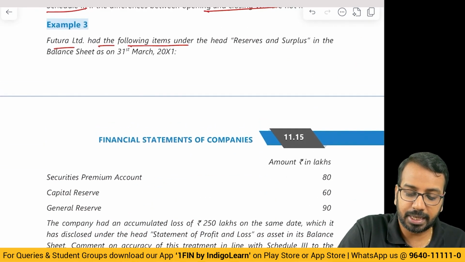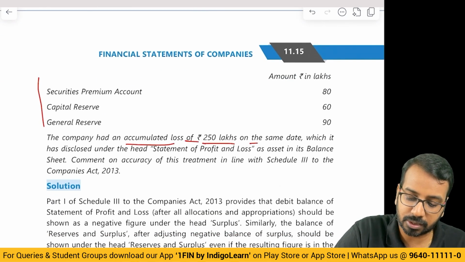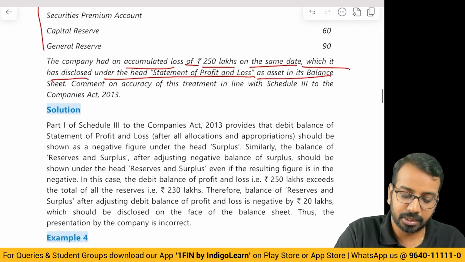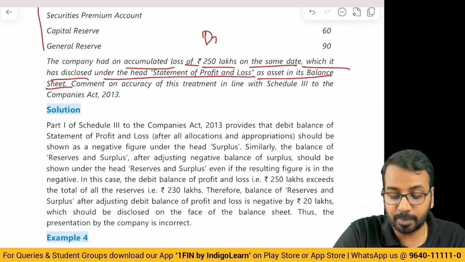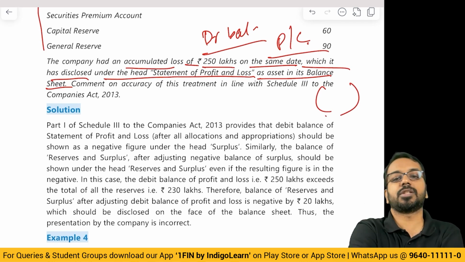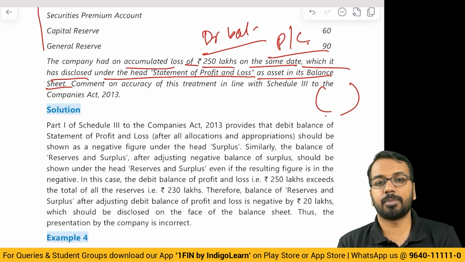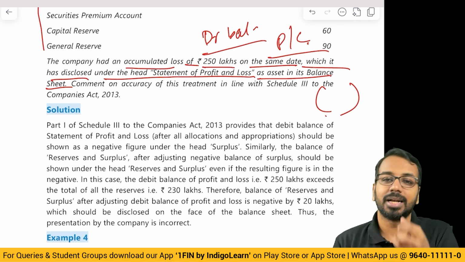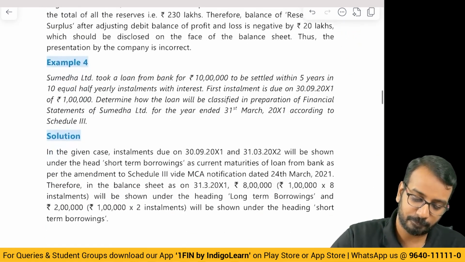Futura Limited has the following items under reserves and surplus. These 3 items. The company had an accumulated loss of 250 lakhs on the same day, which it has disclosed under the head statement of profit and loss as an asset in the balance sheet. So, what you have to understand is, if there is a debit balance in the P&L account, you will show it as a negative number under reserves and surplus. Any negative balance of P&L, even if it exceeds the reserves and surplus, should be shown as a negative number and should not be shown on the asset side, because a debit balance in profit and loss is not an asset. Okay, so this treatment is incorrect.